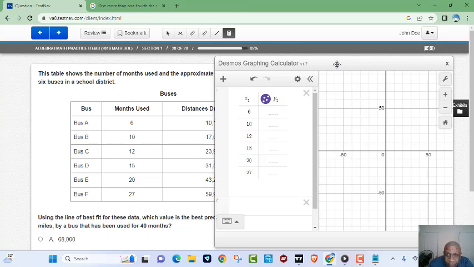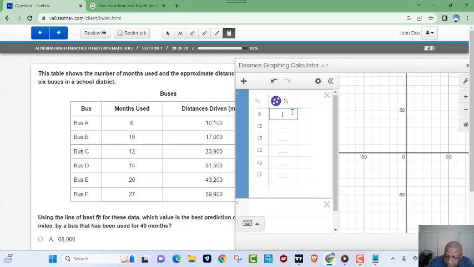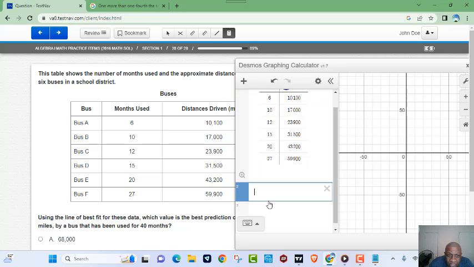And our Y values are 10,100, 17,000, 23,900, 31,500, 43,200, 59,900. Okay, so we've got all of those in, and now it's time for the line of best fit.